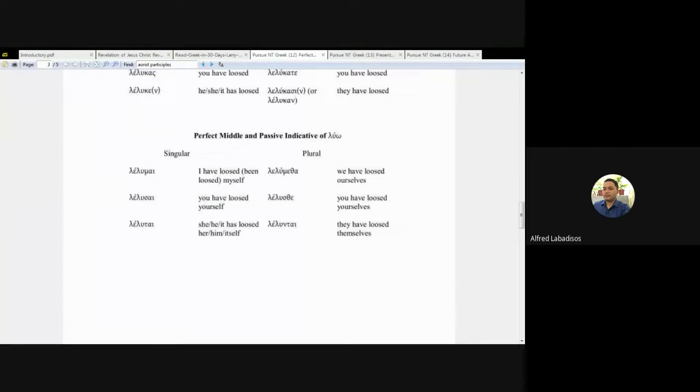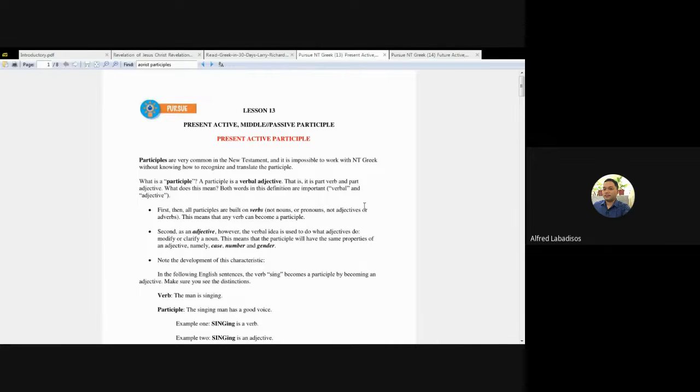Okay? So those are the things we learned last time. Now, let's move to a new topic. Our topic this week is all about participles. Let's start with the present active, middle passive participle. So let's start with the present active participle.